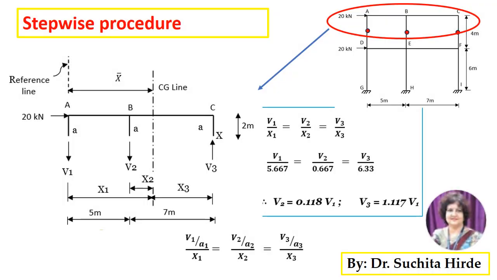So from this relation, we will get the relation between the axial forces. So V2 is equal to 0.118 V1, V3 is equal to 1.117 V1. If you solve this, you will get these equations.